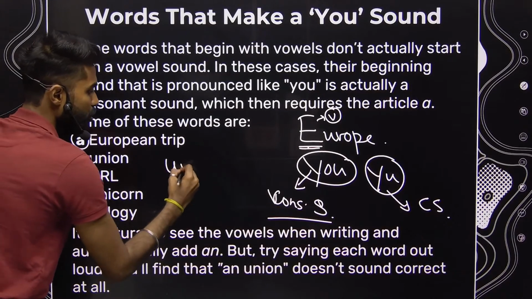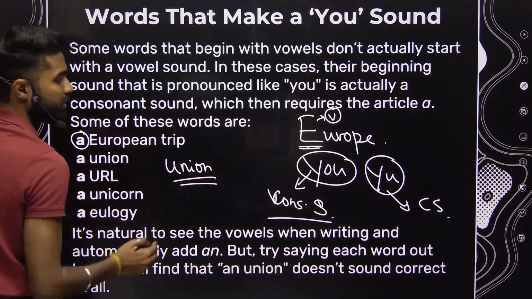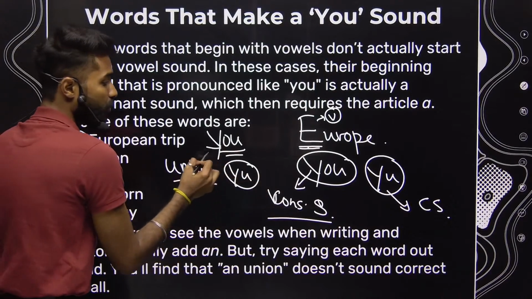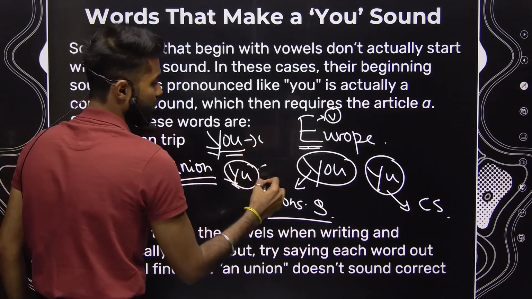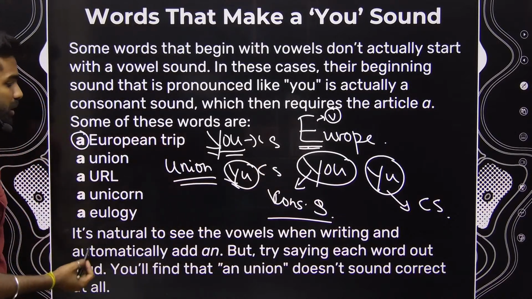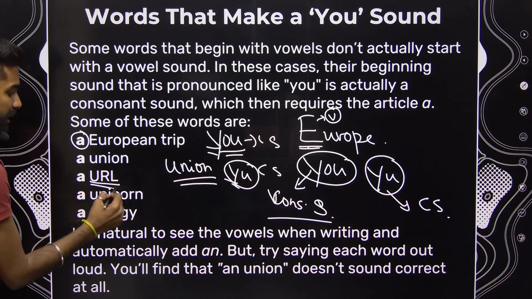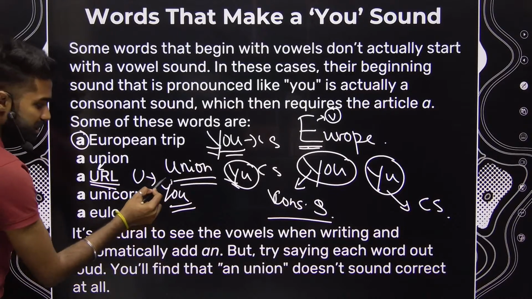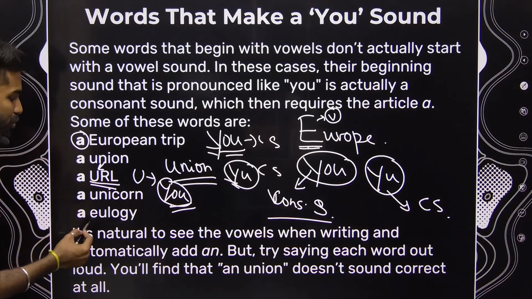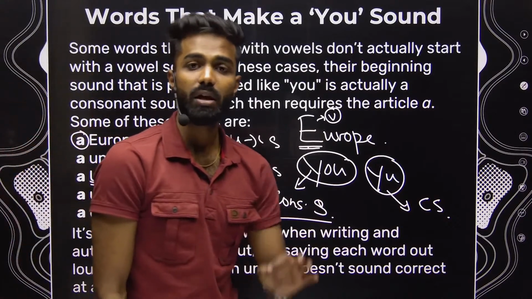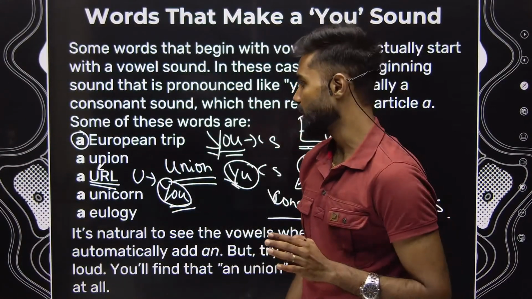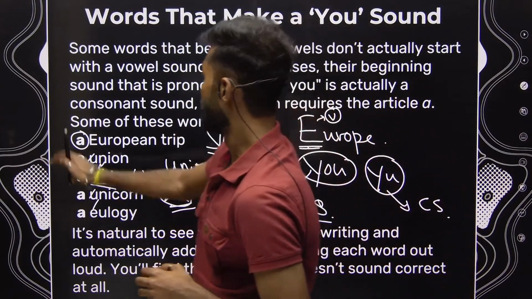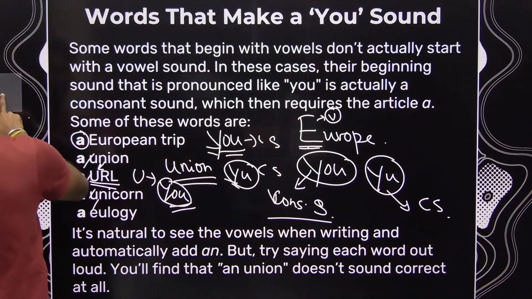Here, "union", again, "yoo" is the sound, Y-U, so a consonant sound. A union. A URL, again an acronym, U pronounced as "yoo", so this is a consonant sound. A unicorn, a eulogy. All these are pronounced as "you", not simply "u". That is why I'm using "a" before all of these words. That's it. Very simple. If you want to read it out, read it here.